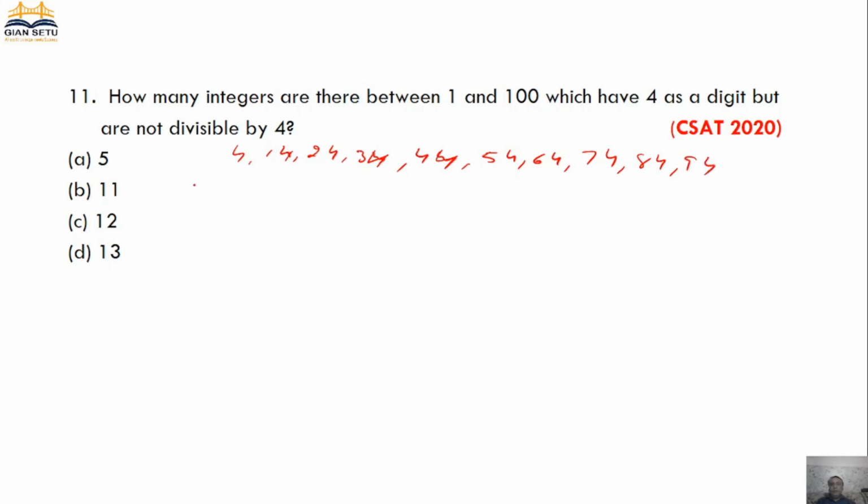Now 4 can also appear at the tens place, then the number can be 40, 41, 42, 43, 44 we have already covered, then we have 45, 46, 47, 48, 49. So how many numbers are these? These are 20. Now let's see how many numbers are divisible by 4.